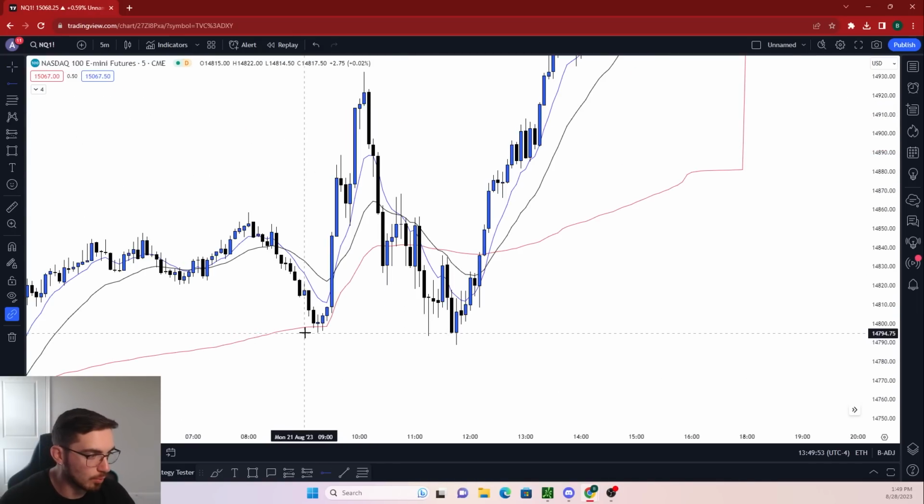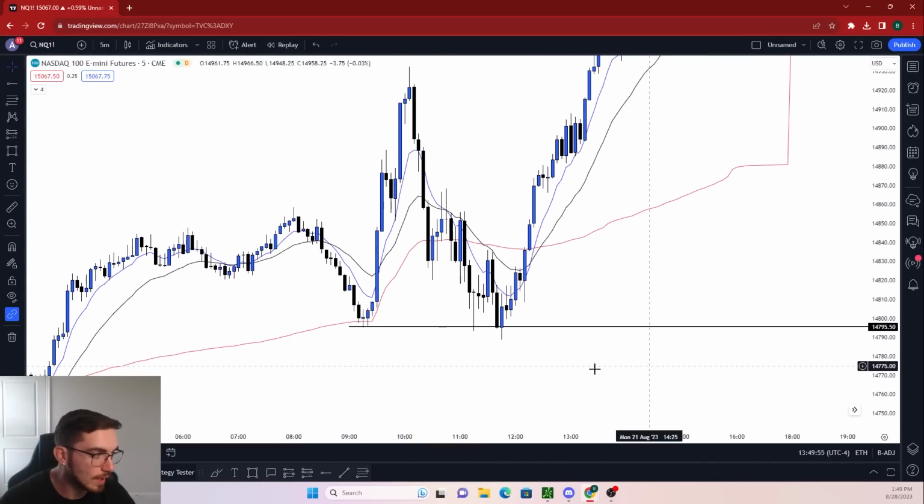Let's just go ahead and look at one more example right here. If we're looking at NQ, as we see, it got a nice low liquidity sweep below these lows right here, ended up reclaiming it.